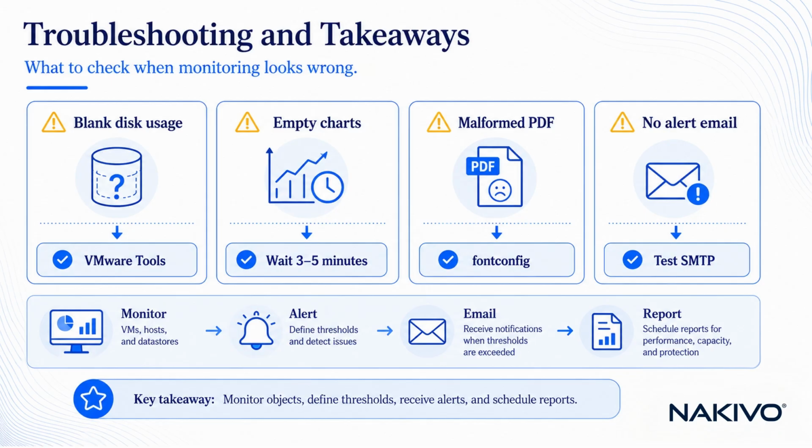To summarize, NAKIVO Backup and Replication monitors your VMware vSphere virtual machines, hosts, and data stores from the same console as your backups, with real-time tiles and historical charts. You define what matters with alert templates built from if and for rules, and have NAKIVO email you the moment a threshold is crossed. And you turn the same data into scheduled reports for performance, capacity, and protection coverage. Everything you saw here you can reproduce in your own lab. Add an object to monitoring, write one CPU rule, and trigger it.